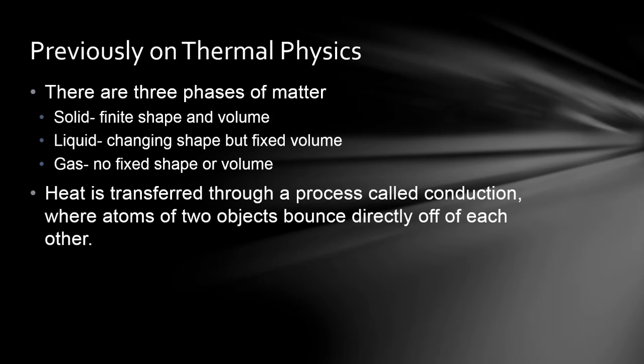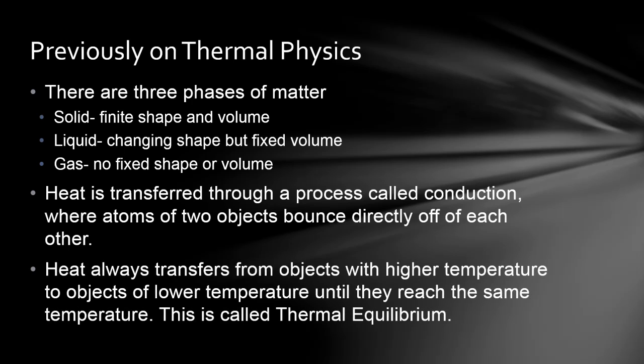Heat is transferred through a process called conduction, where atoms of 2 objects bounce directly off of each other. Heat always transfers from objects with higher temperature to objects of lower temperature until they reach the same temperature. This point is called thermal equilibrium.